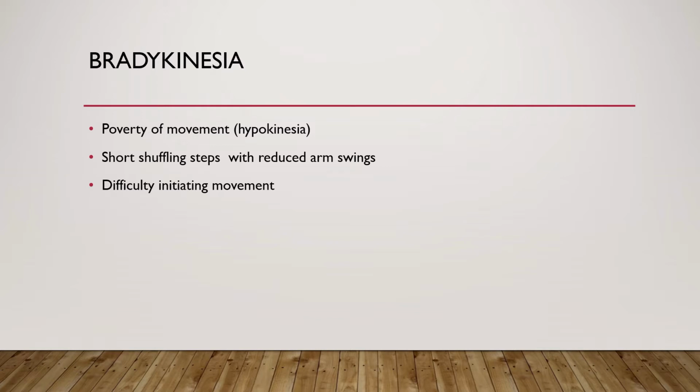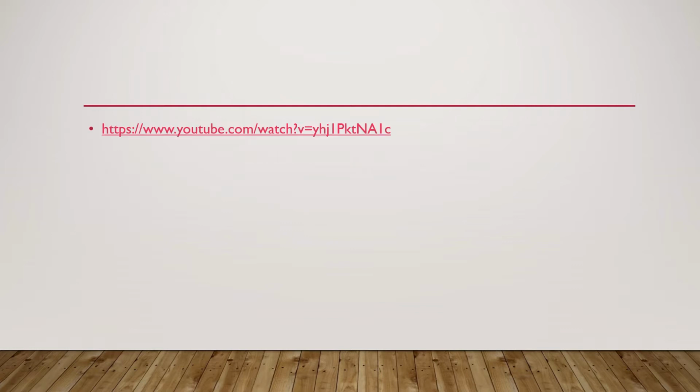When they're walking, they usually have these characteristic short shuffling steps, the Parkinsonian shuffle, with reduced arm swing, and they have difficulty just starting to move altogether. They have difficulty standing up, they have difficulty reaching for things, and they just have difficulty in initiating any sort of movement whatsoever. If you want a video just to help you visualize what the Parkinsonian gait looks like, this is quite a good video on YouTube.